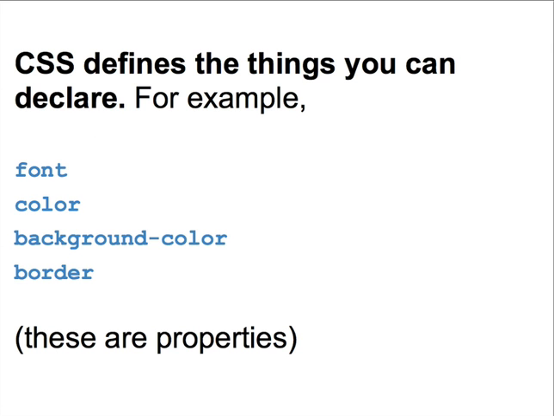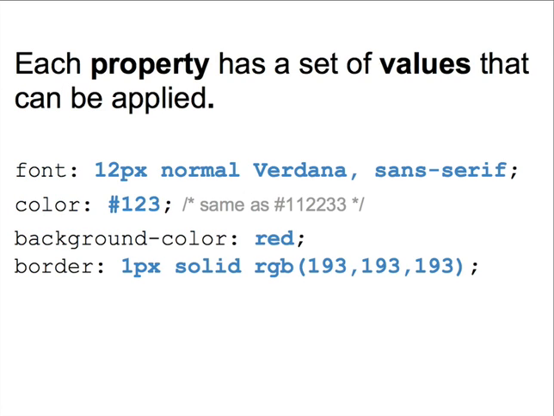CSS has an enumerated list of the things you can declare. For example, font, or color, background color, or border. These are called properties. And every property has a set of values that can be applied. Font, for instance, has 12px space normal space Verdana, comma, sans serif. And that sets a variety of individual parts of the font. Color here, there are 3 ways to set color. There's hexadecimal, #123. There's a system color called red, which is a text string. There's also RGB, which you can give values inside of parentheses.